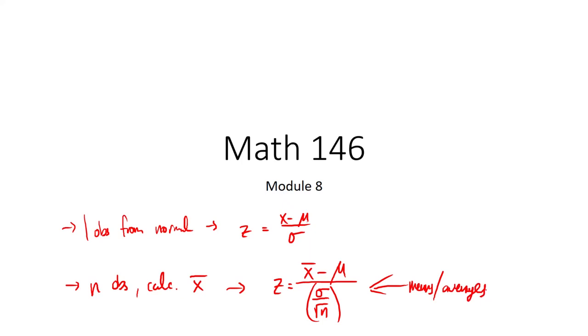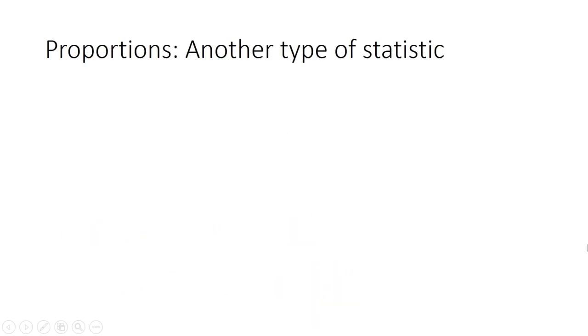Okay, but an average is one of the most common statistics that you'll run into. People are very interested in averages, especially because they have normal distributions. But it's not the only statistic. Another statistic that you'll also see a lot is proportions. So proportions are the same as percentages.